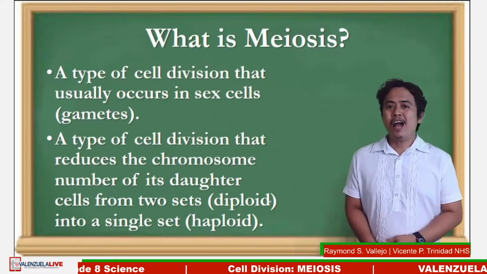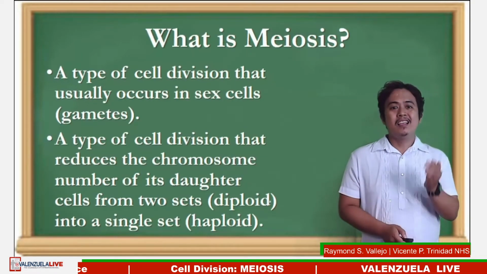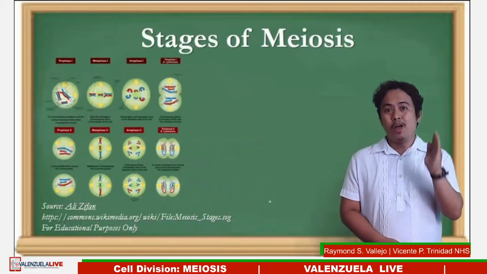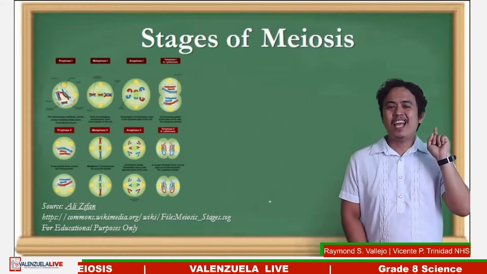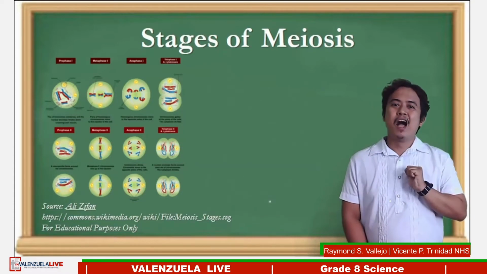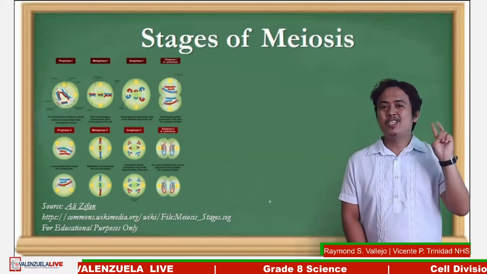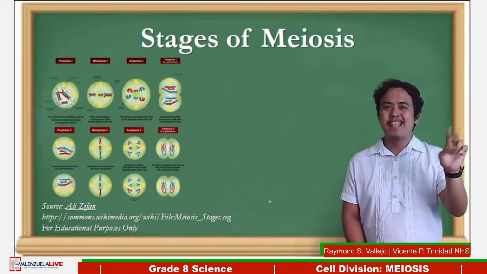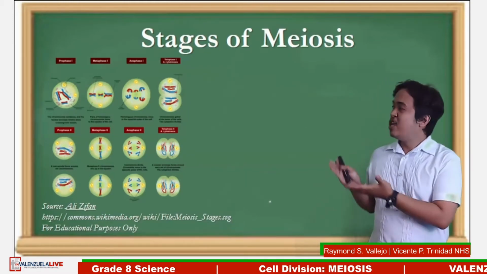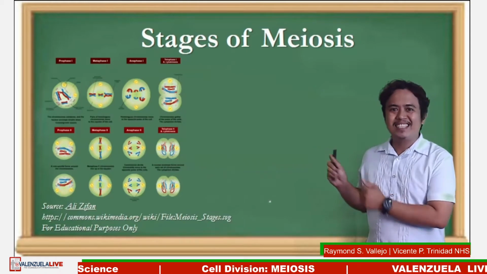Therefore, we have the following steps in sequence: prophase 1, metaphase 1, anaphase 1, and telophase 1. Prophase 2, metaphase 2, anaphase 2, and telophase 2. Let's identify the unique features of each stage.